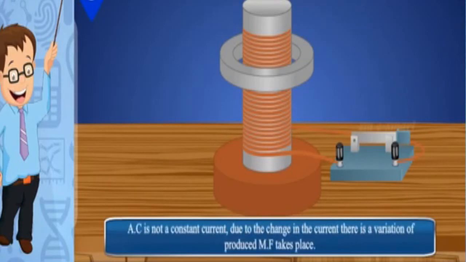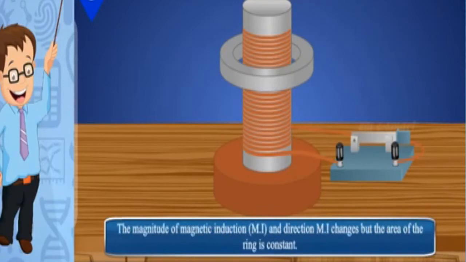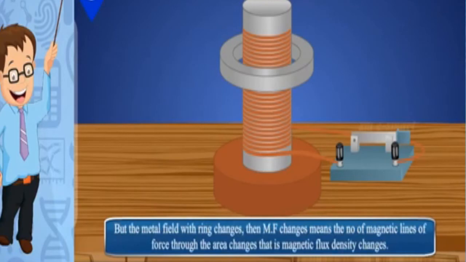AC is not a constant current. Due to the change in the current, there is a variation of the produced magnetic field. The magnitude and direction of the magnetic induction change, but the area of the ring is constant. But the magnetic field linked with the ring changes. Magnetic field changes mean the number of magnetic lines of force through the area changes. That is, the magnetic flux changes.